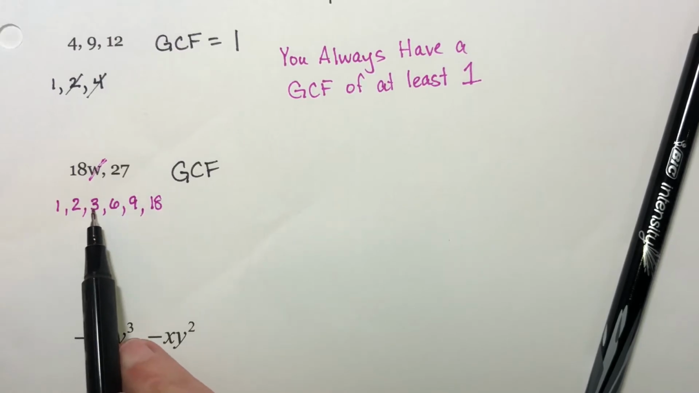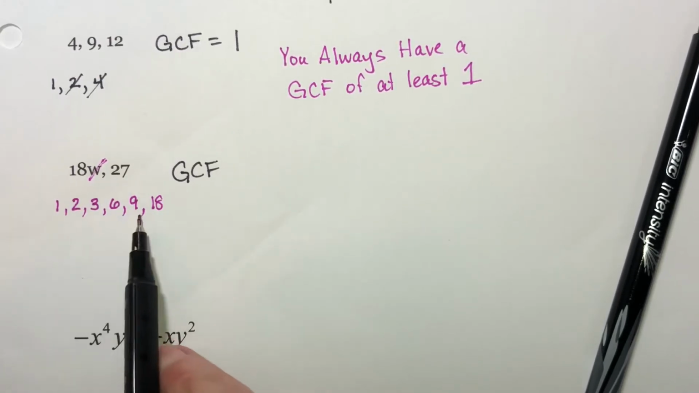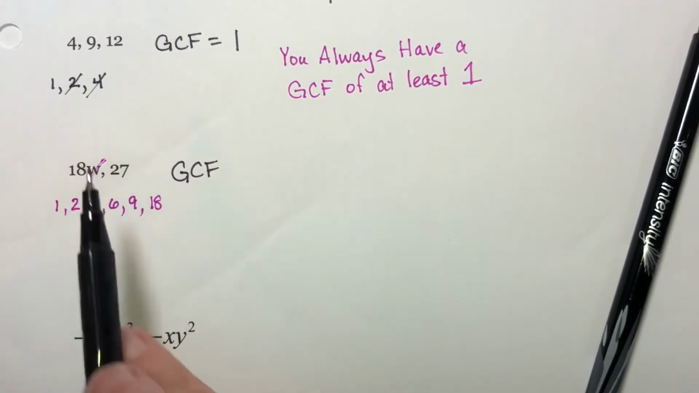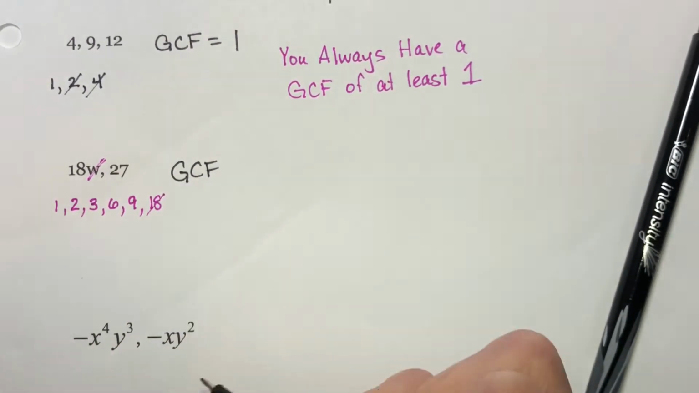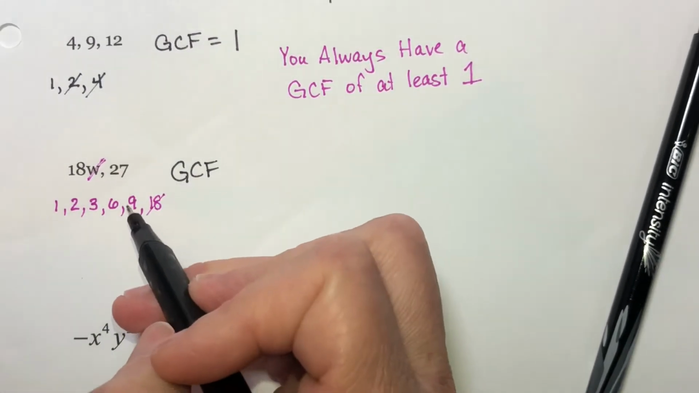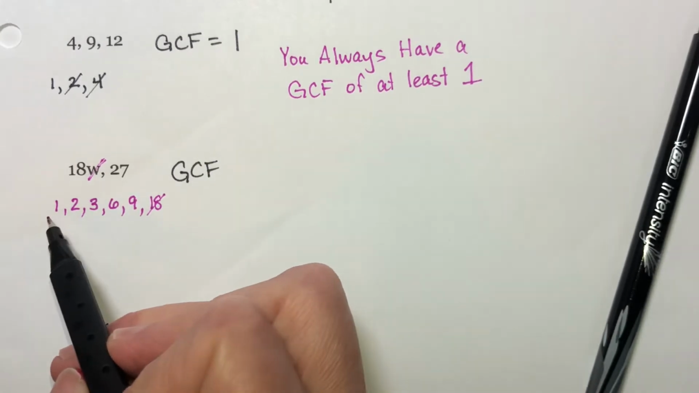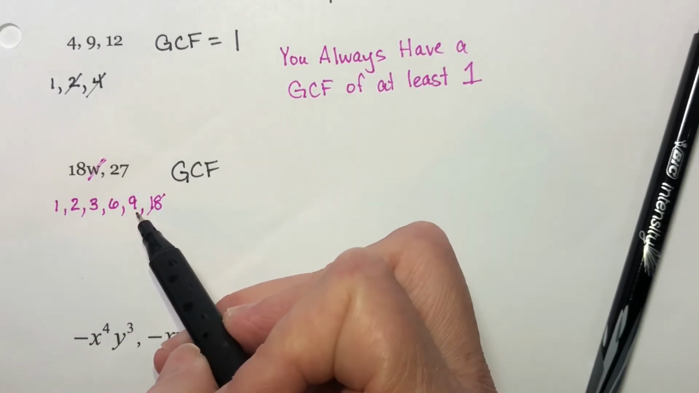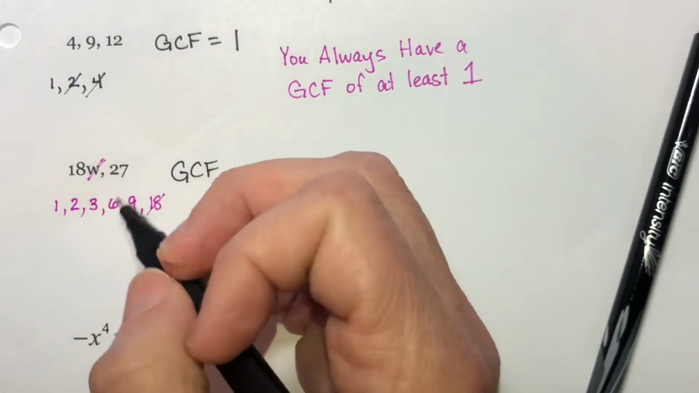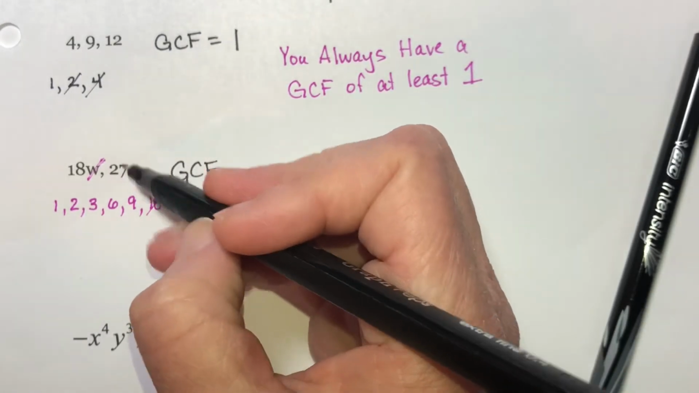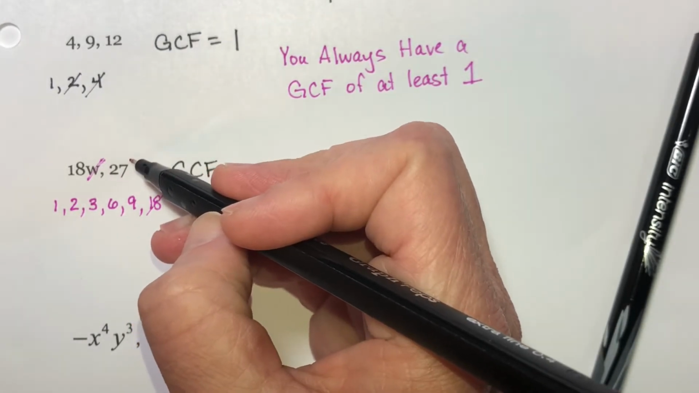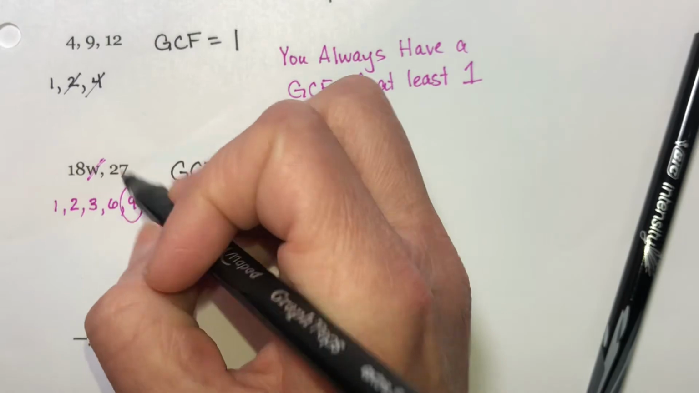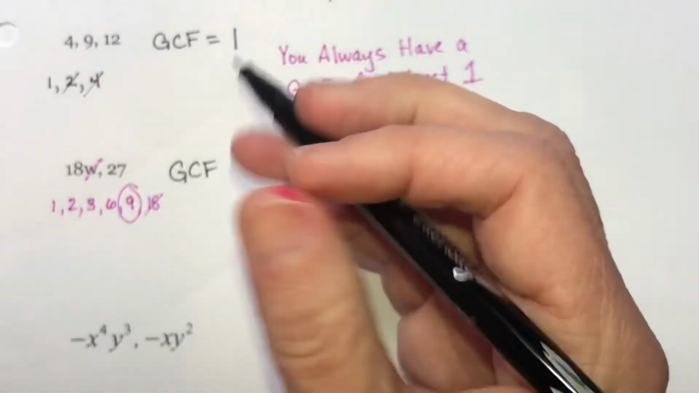These are the only numbers that multiply to 18. And if you look, they pair up. 3 times 6 is 18, 2 times 9 is 18, and 1 times 18 is 18. We already said 18 doesn't work. So let's go down. We want the largest thing that goes in, so I don't want to start on this side. Does 9 divide evenly into 18? Yes, we decided that. Does 9 divide evenly into 27? Yes. So your GCF is going to be 9.